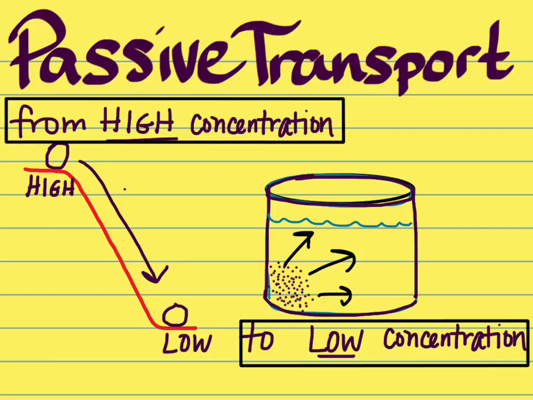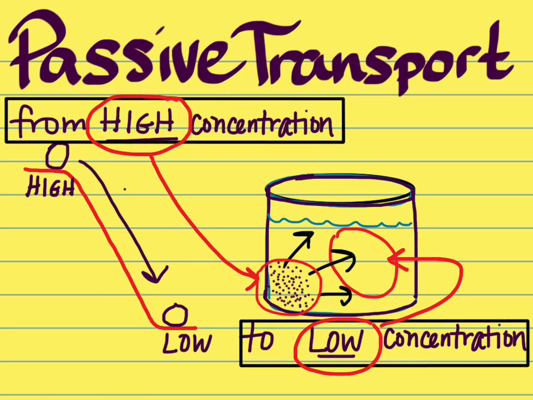So how do things move with passive transport? Again, from high concentration to low concentration. So that area of the solution that I've drawn there, where there are a bunch of particles, they can move out to the areas of low concentration. It doesn't take any energy to make that happen.